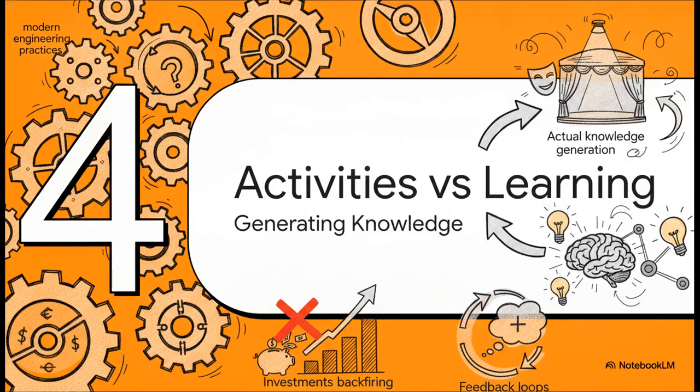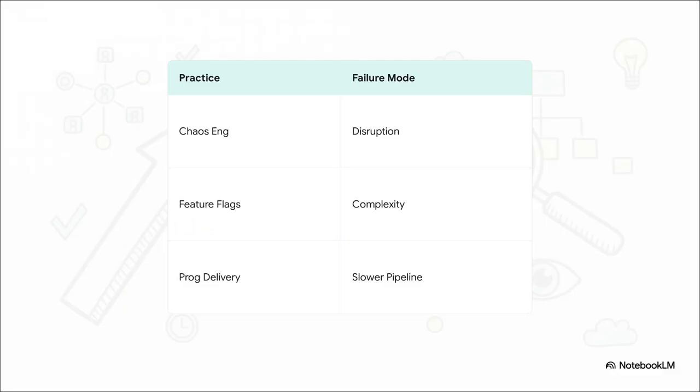Let's shift gears to Section 4, activities versus real learning. Without the proper attribution and validation that true observability provides, well-intentioned productivity practices mutate into incredibly painful failure modes. Look, we all want to invest in modern practices, but let's dive deeply into what actually happens when your feedback loops are long, laggy, and lossy.